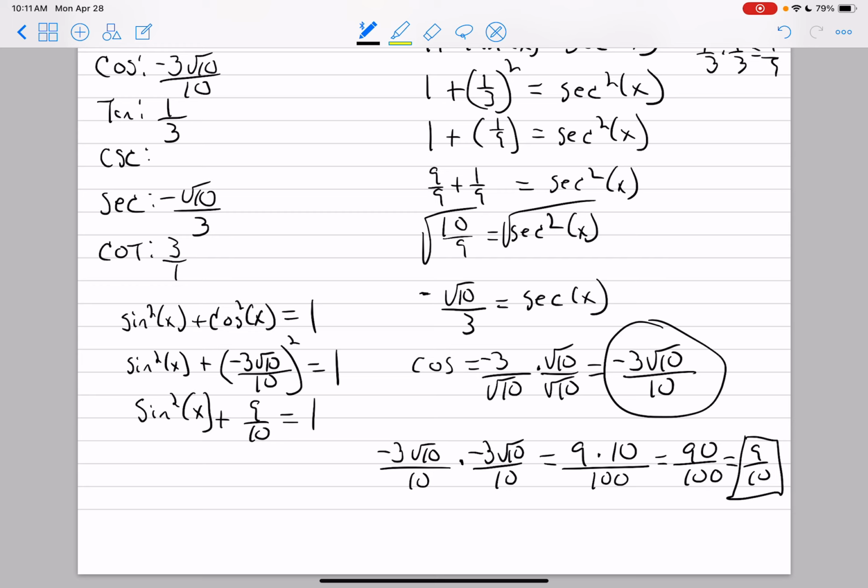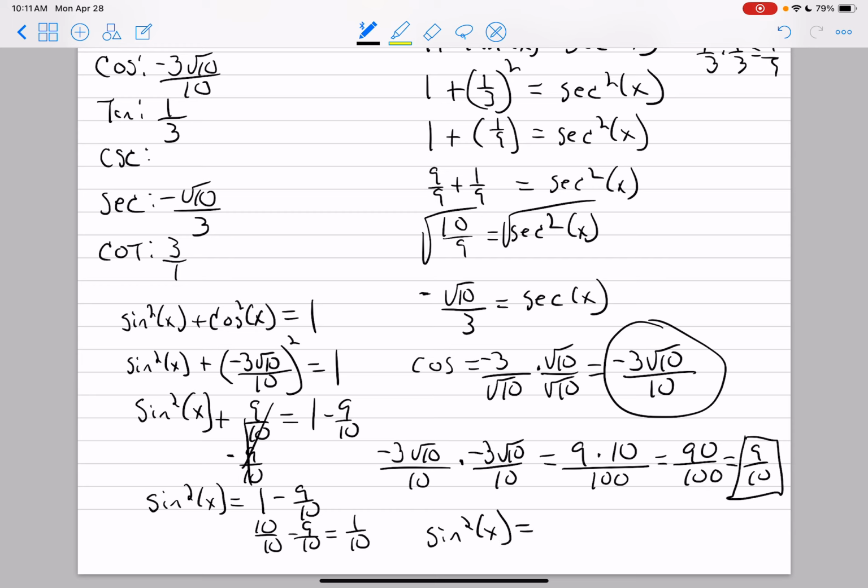We're getting close. So now I still got to subtract 9 over 10 from both sides. So I have sine squared x equals 1 minus 9 over 10. What is that? 1 is 10 over 10 minus 9 over 10 equals 1/10. So I have sine squared x equals 1 over 10.